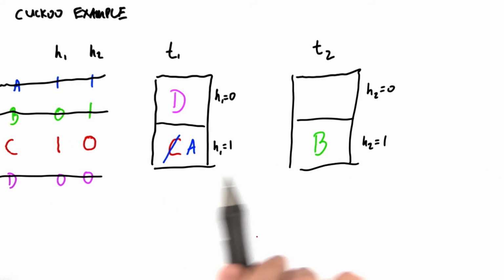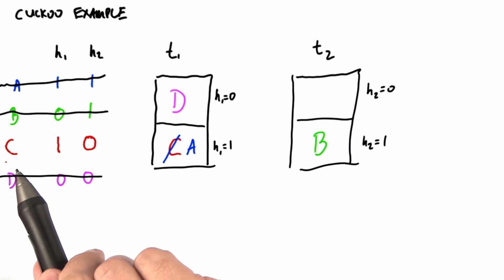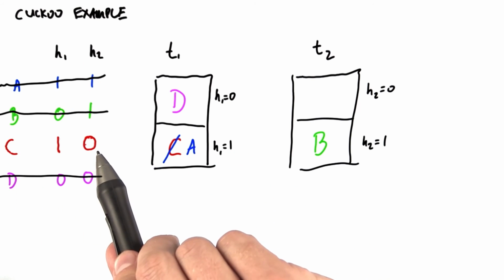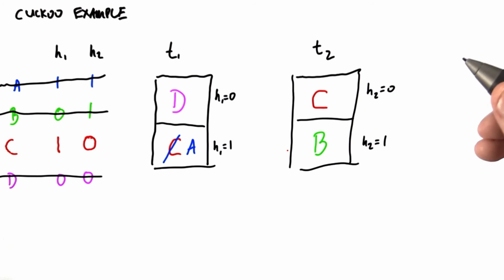And now we continue on the next iteration of the algorithm again. We see that the only item that's left alive is now C. We see that its value of H2 is 0. So we can safely place C into the hash table here, and we're done.